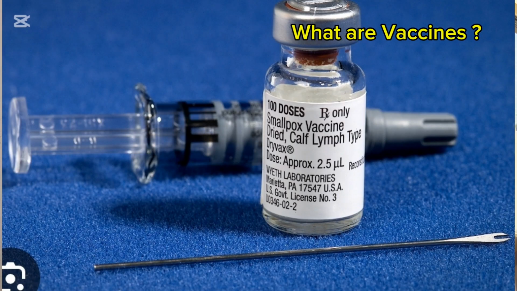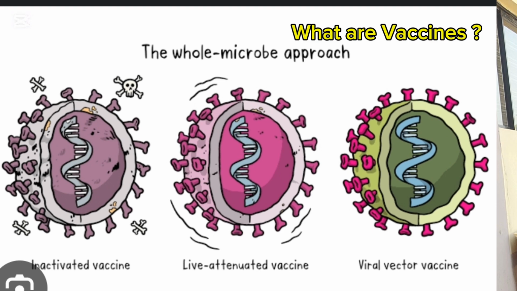A portion or a part of the pathogen is taken, perhaps a protein, perhaps a monosaccharide from within the pathogen, and is used to make these vaccines. These vaccines can also be really effective, and examples are our pneumococcal vaccine and our meningococcal vaccines. These are examples of subunit or recombinant vaccines. So: live attenuated, inactivated, subunit or recombinant vaccines.